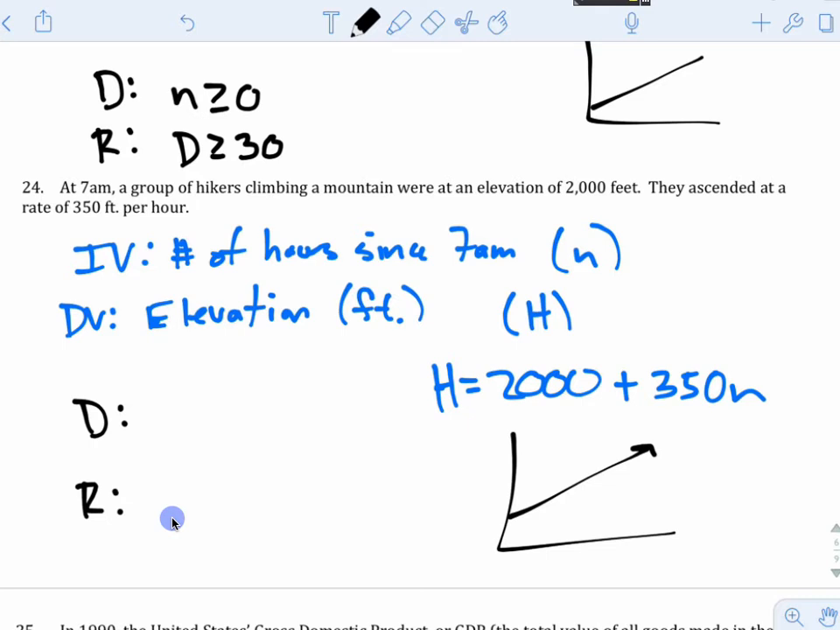So I think the domain, how many hours could it have been? Well, any number of hours greater than or equal to 0. And how high were they? Any height greater than or equal to whatever they started at, 2,000.